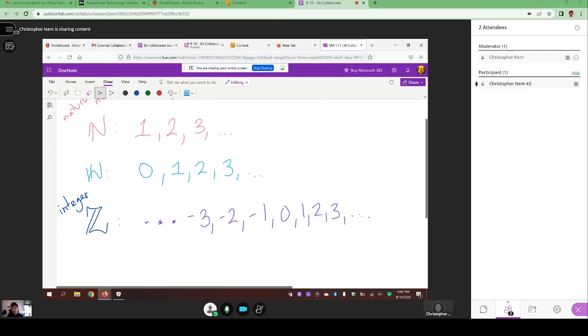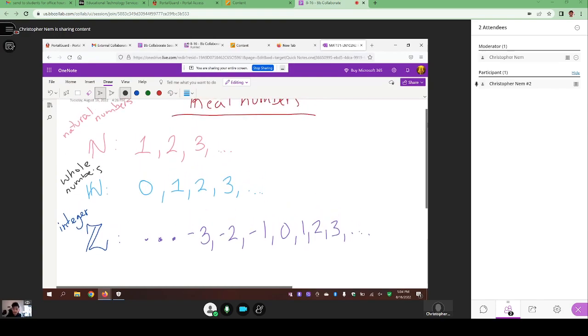Already you see the difference. Integers is pretty much the whole numbers, but with the negative component. So not only does it extend forever on the right side, the left side also extends forever. So we're almost done constructing our real numbers. We have natural numbers, whole numbers, and integers.